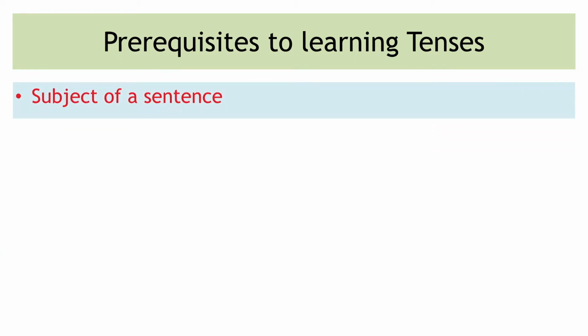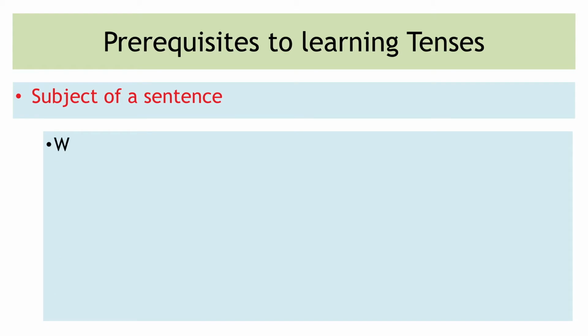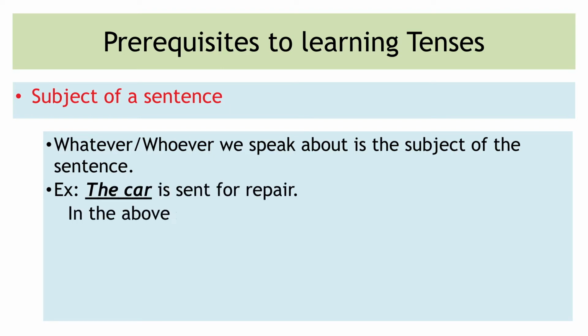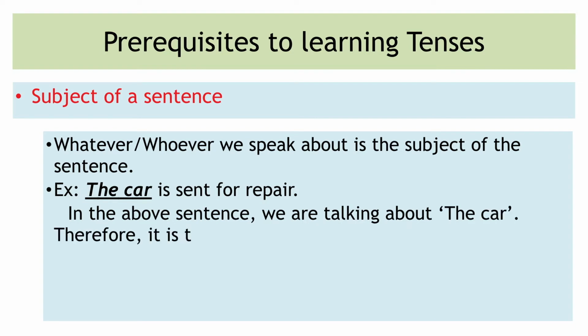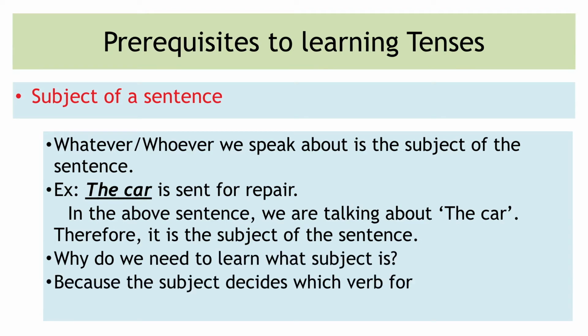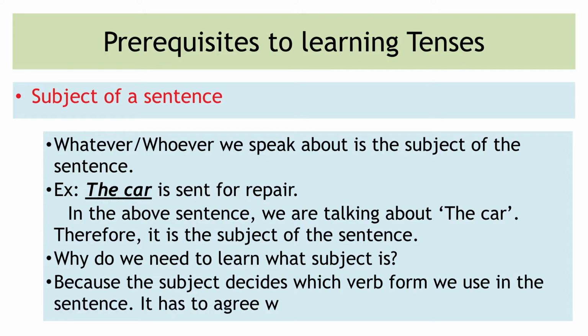What is the subject of a sentence? Whatever, whoever we speak about is the subject of the sentence. Example: the car is sent for repair. Now we are talking about the car, so therefore it is the subject. It is called the subject of the sentence. Now why do we need to learn what subject is? Because the subject decides which verb form we use in the sentence. The subject needs to agree with the verb.